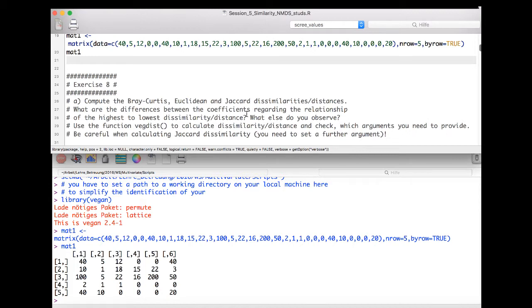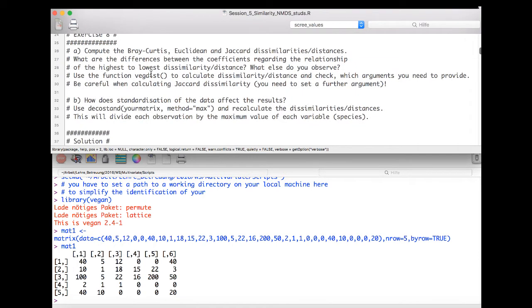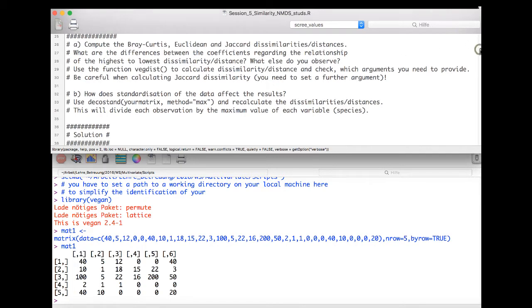and then check what is the relationship of the highest to lowest dissimilarity in the matrix, and you should calculate this using the vegdist function. That's not particularly complicated. You just provide the data set to this function and the dissimilarity measure you want to use, or the distance measure. And you should check this out yourself by looking into the help of the vegdist function.